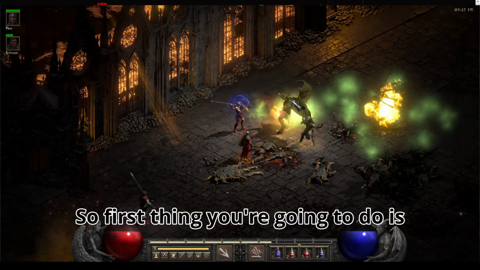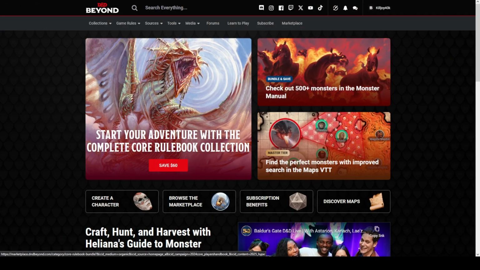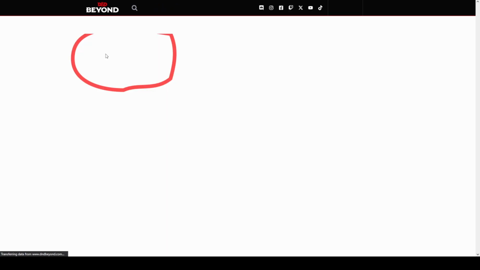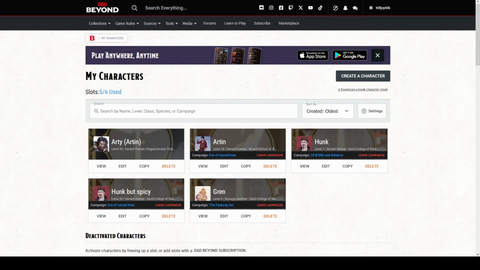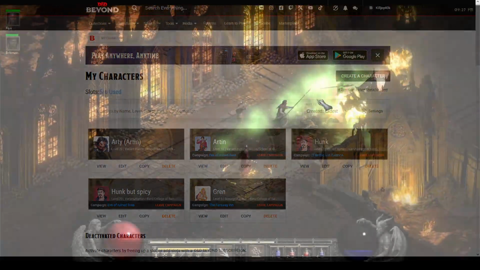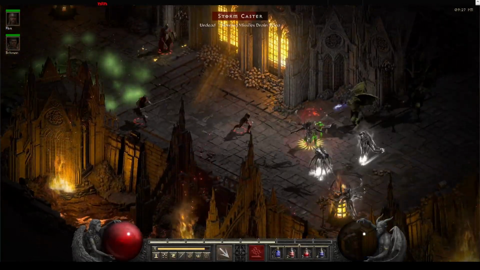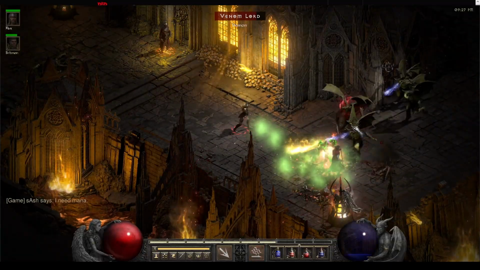So first thing you're going to do is make an account. I already got one. It's not too hard. You just need an email. Then you're going to go to My Characters. You should start out with none. I have several. If you have a free account, you only get 6 characters. There are 2 types of subscriptions. Most people don't need one unless they're specifically wanting to do homebrew, or if they are wanting to do more with their D&D Beyond account.